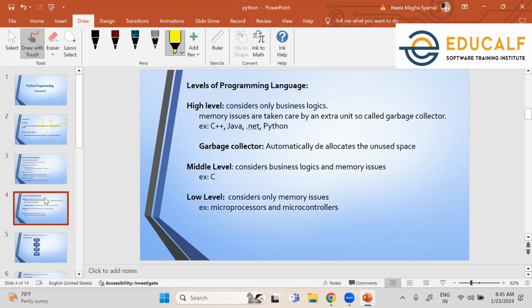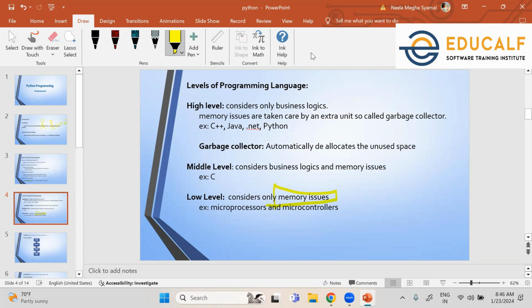The next one is the different levels of programming language. In different levels of programming languages, you have low level, middle level, and high level. Low level is one of the very ancient kinds of programming, that means programming from very long back. So you have to consider only the memory issues over here. What are memory issues? Memory issues are basically spacing issues. When you are writing a piece of code, by mistake you may have multiple different spaces within it. So you have to go back and check each and every line of code, remove all the extra spaces present, and execute.